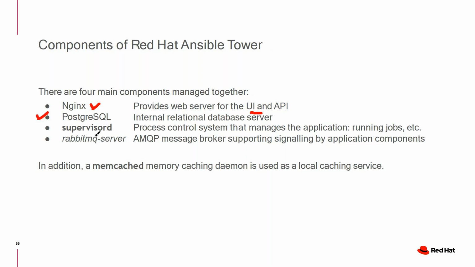Supervisord, a process control system that manages the application, running jobs, etc. RabbitMQ server. If you remember, I said to set a password for RabbitMQ. It is an AMQP message broker supporting signaling by application components. In addition, Memcached, a memory caching daemon, is used as a local caching service.